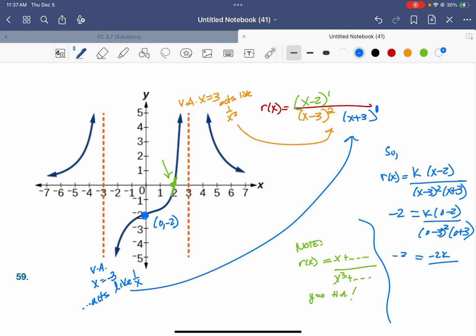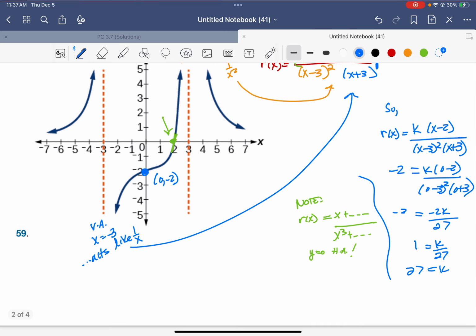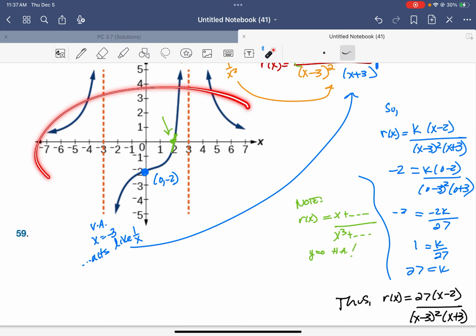So I get -2 is equal to what? -2k over 9 times 3 is 27. So if I divide both sides by -2, I think it's clear that 1 is equal to k over 27. In other words, k is equal to 27. Thus, our rational function is just 27 times (x minus 2) over (x minus 3) squared times (x plus 3). Again, that is not the only rational function that looks like that, but that's definitely the lowest degree.